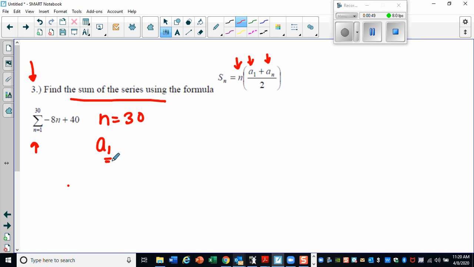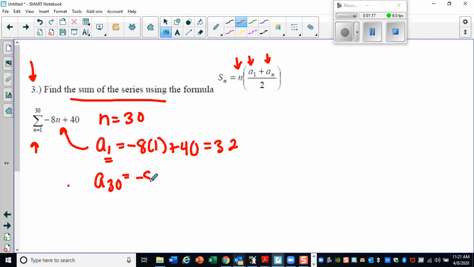So remember, a sub 1 is me just using this formula and plugging 1 in. So I'm taking negative 8 times 1 plus 40, which is going to give me 32. All right, and then I need to find my a sub n. So how do I know what value to use here? Well, remember, I'm summing 30 terms, so that's my last term that I'm summing, so that's going to be 30. So it's basically your first term and your last term that you're adding together. So now we're going to do negative 8 times 30 plus 40, and that's going to give me negative 200.